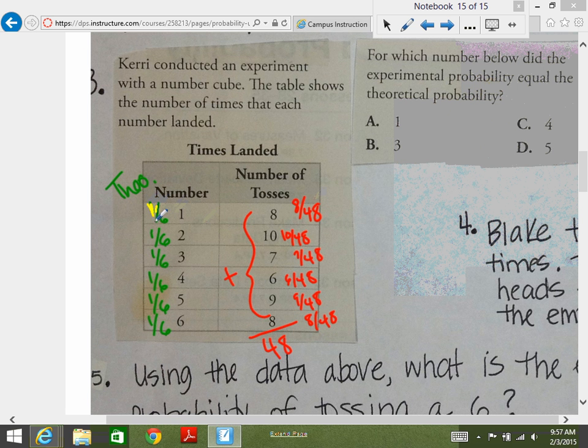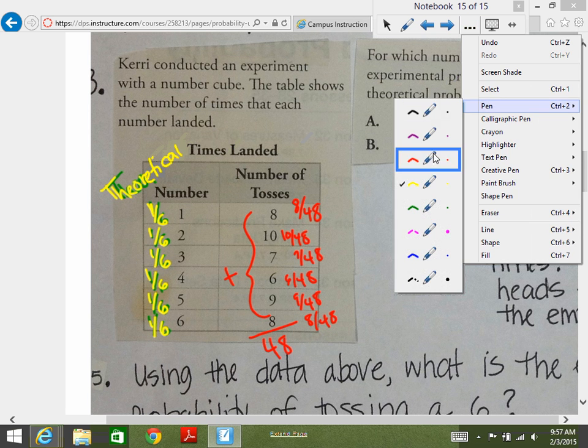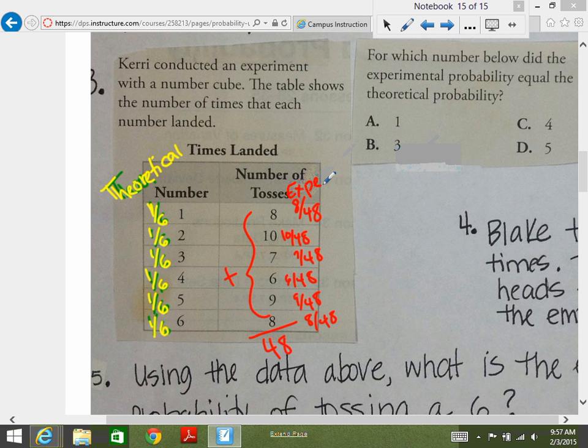I'm sorry, I see you can barely see that. Can y'all see that better? Okay. So this is theoretical. And this over here is our experimental. It's what actually happened when she performed the experiment. Okay, our question is, for which number below did the experimental equal the theoretical? Sounds familiar. When we did the what are the odds, we were looking for a match. Remember that? Did our theoretical match our experimental? Same thing here. We're looking for which number on the number cube do our fractions match.